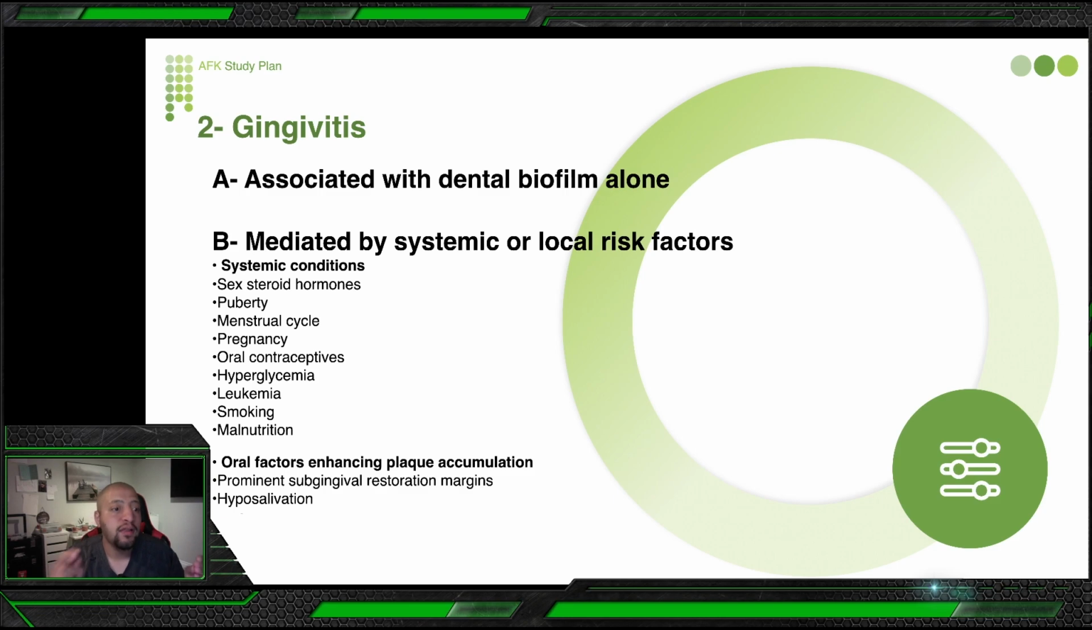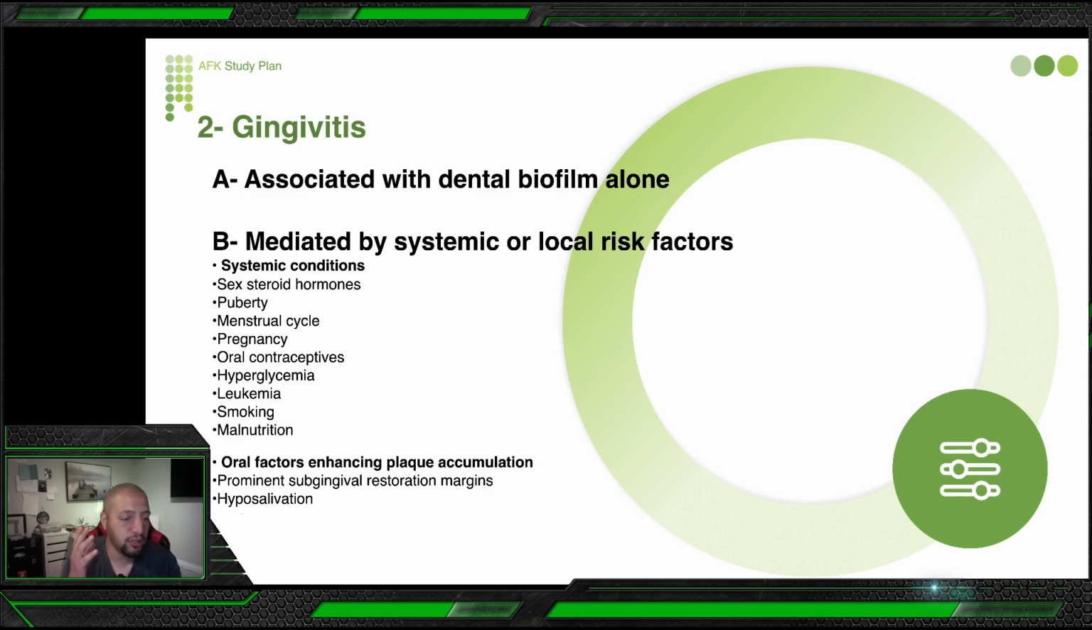So when I tell you there's puberty gingivitis, you cannot say puberty gingivitis is due to the hormone change due to puberty or pregnancy. No, it's induced by dental biofilm and then modified by systemic or local factors. Because I see a lot of dentists are confused. They think, okay, pregnancy is the reason for the gingivitis. No, if a question clearly asks you what is the etiology of pregnancy gingivitis, it is the dental biofilm, but not alone. It is modified by other conditions. The conditions that can modify this and qualify it for the other category, category B, are: sex steroid hormones, puberty, menstrual cycle, pregnancy, oral contraceptives, hyperglycemia, hypoglycemia, leukemia, smoking, malnutrition.